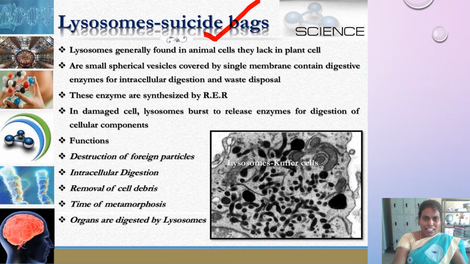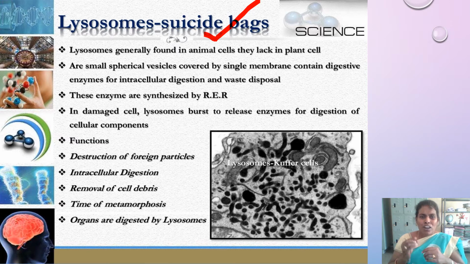Suicide bags, very important point. Lysosomes are also called suicide bags. Let us see why these are called suicide bags. These lysosomes are present only in animal cells. They are absent in plant cells. If any question comes in the examination, which cell organelle is absent in plant cell? Lysosomes. Lysosomes are present only in animal cells.